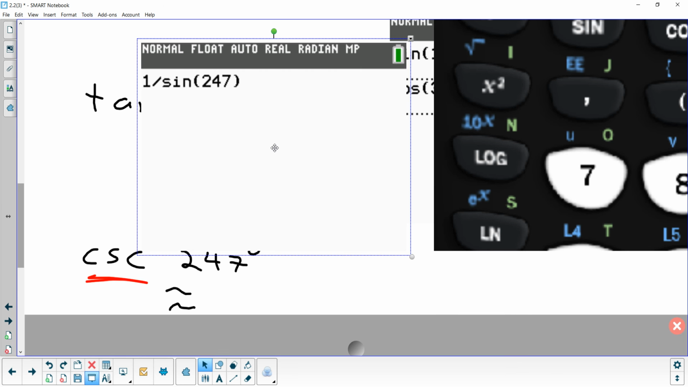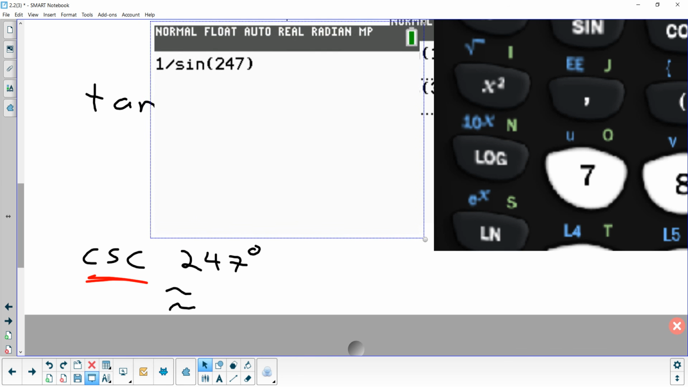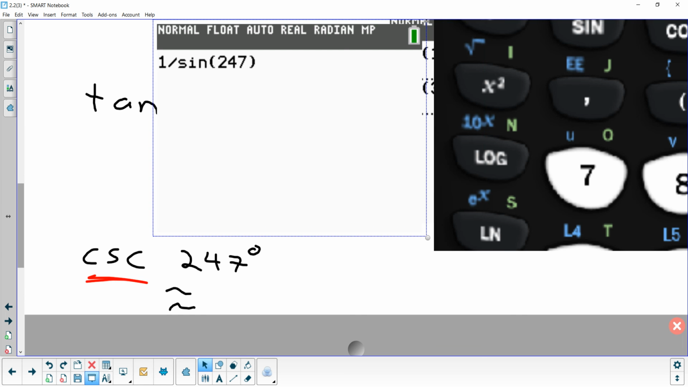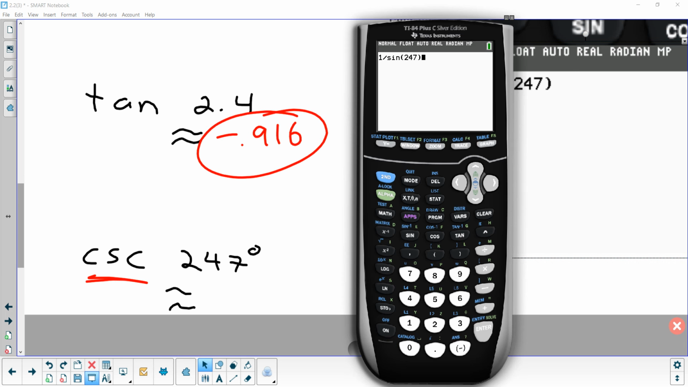Now, before I hit enter, is everything good? No? Yep, Ava? You need to change it so it's in degrees. Yeah, I'm still in radians. So if I type that in, that's going to be the cosecant of 247 radians. Not what I want. Even though I typed it, that's fine. On my calculator, I can still change the mode as long as I haven't hit enter yet. And exit out, and then hit enter. So it's negative 1.086.